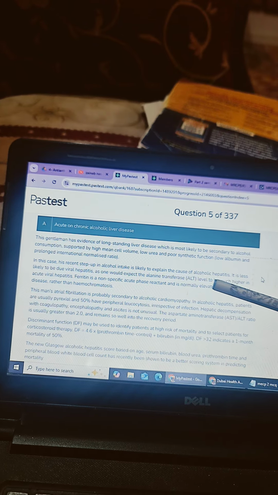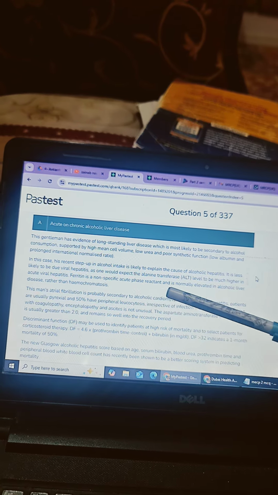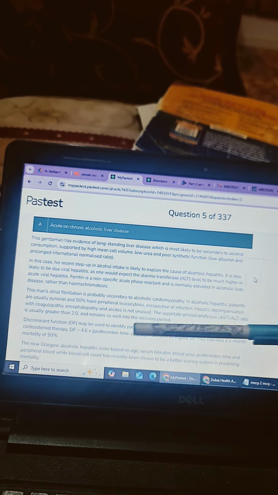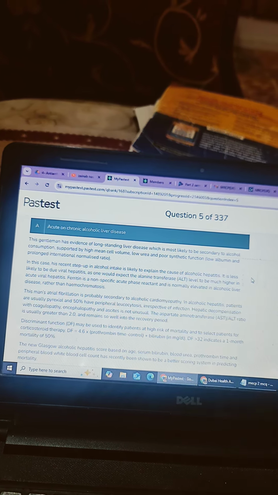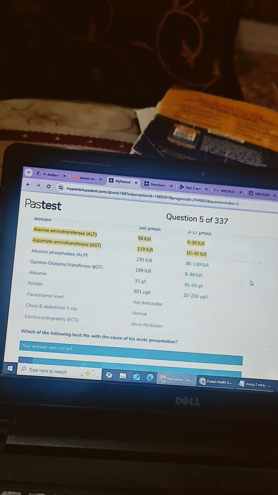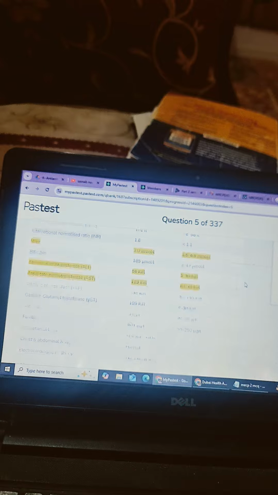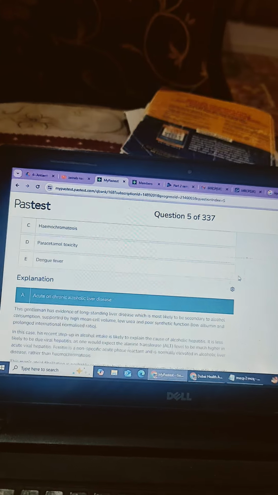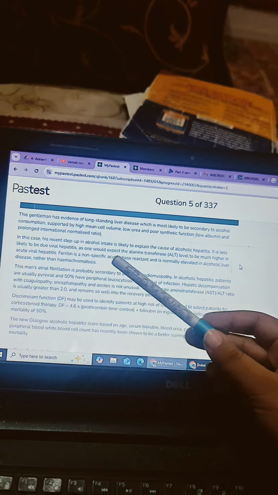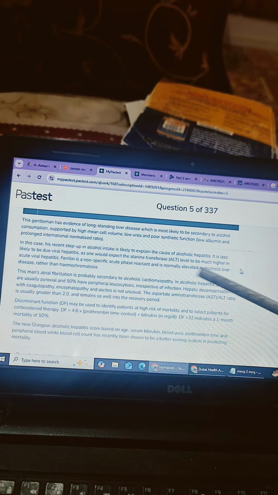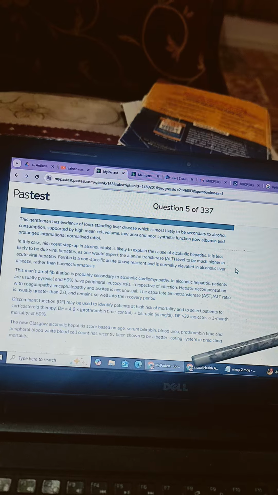cause of alcoholic hepatitis. It is less likely to be viral, as one would expect ALT levels to be much higher, but in this case AST levels are much higher. We can see it. AST levels are much higher. And ferritin is a non-specific acute phase reactant, and this man's atrial fibrillation is secondary to alcohol cardiomyopathy.